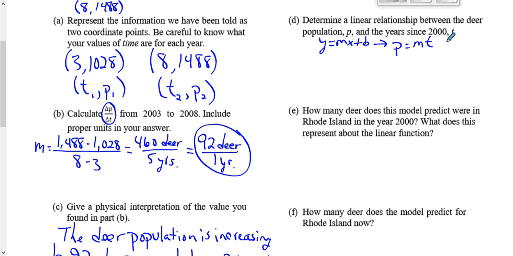So we have some sample points, don't we? Does it matter which one we use? It really doesn't matter, and I don't know that any one's going to be easier. You're going to use a calculator. Let's use the 3 comma 1028. So the P is going to get replaced with what? 1028.